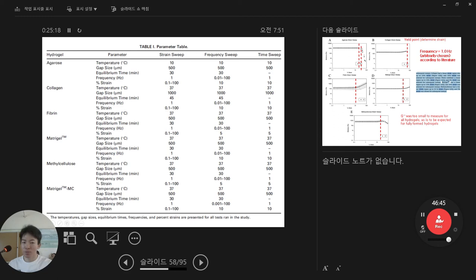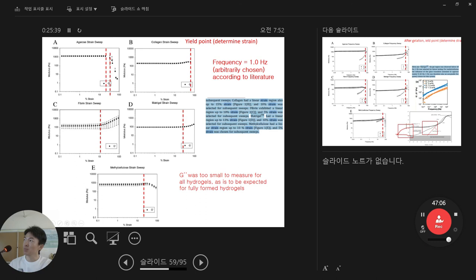So maybe if you have this kind of material, collagen-based, you can start from this point. You can use this strain, 10 hertz, 1, and then you can determine your optimal condition using these parameters. So this is the strain sweep, right? And then how do you determine the frequency? According to the literature, arbitrarily chosen. We can say that this is not the optimal frequency, but from the literature, you just determine it first.